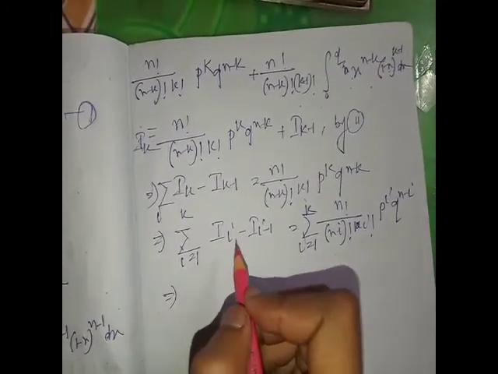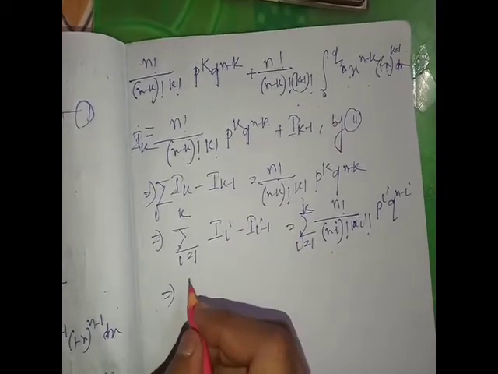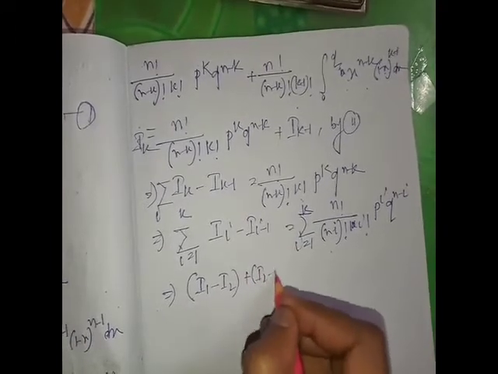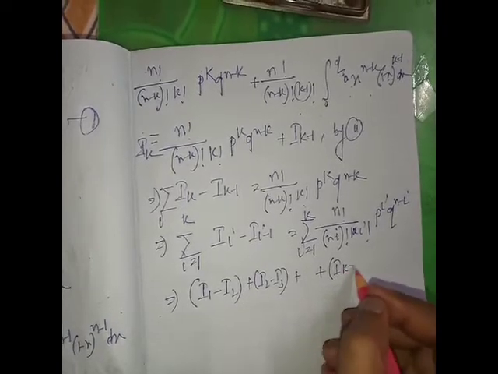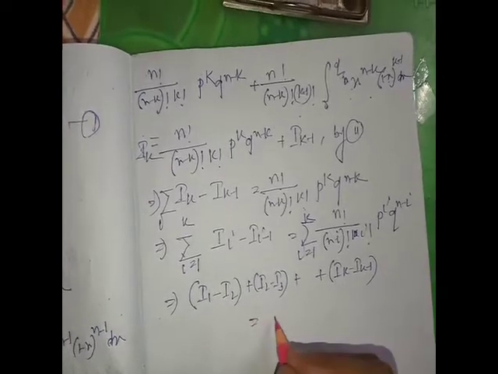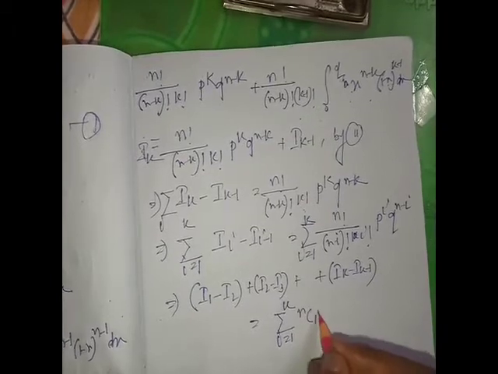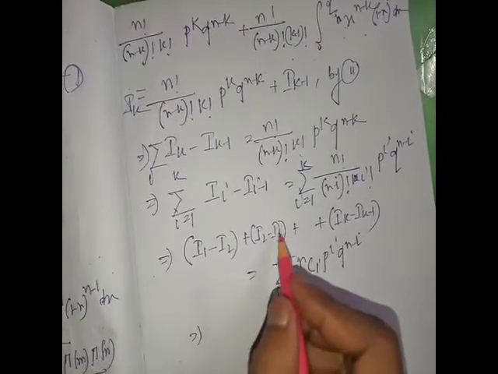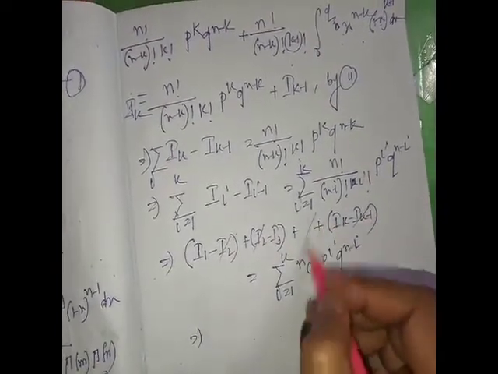Summation of I i minus I i minus 1 equals I1 minus I0 plus I2 minus I1 plus dot dot dot up to I k minus I k minus 1, which equals summation from i equal to 1 to k of nCi p to the power i, q to the power n minus i. These terms are cancelled.